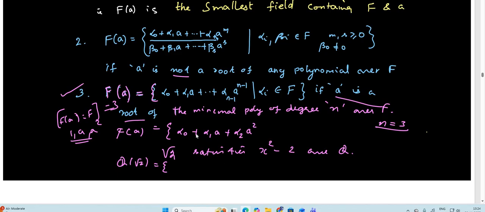So root 2 satisfies this. Suppose in the place of a, you have root 2. Here we said 1, a, a square if you have 3 to be the degree, and here the degree is only 2, so 1 and a, which means you will have alpha naught plus alpha 1 a, but a is root 2. So you have these scalars ranging over Q. So this is the description of Q(root 2).